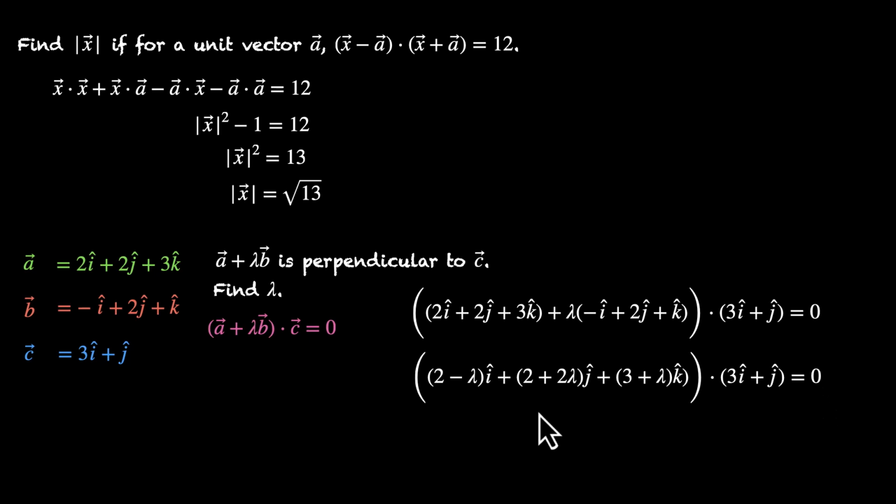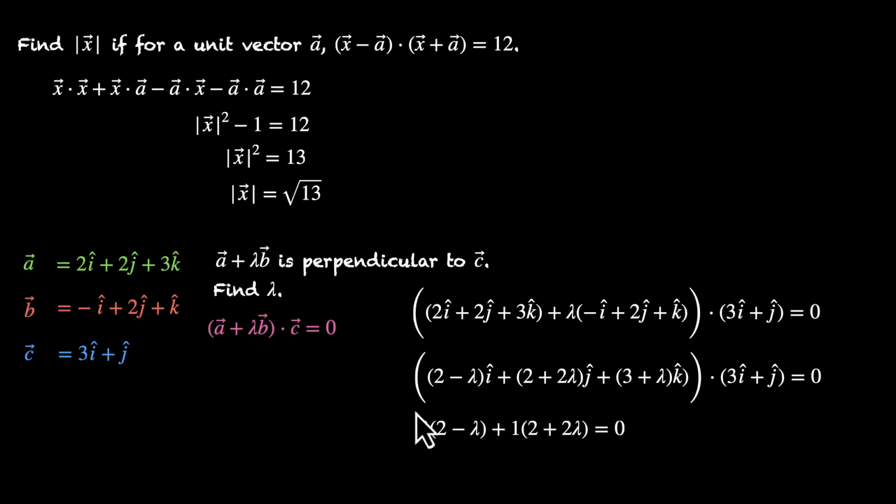Now when we take dot, we'll have to only look at the components. i dot i is 1, everything else is 0. So we'll only look at i dot i, that's (2 minus lambda) times 3. That's 3 times (2 minus lambda). Similarly for j, we have (2 plus 2 lambda) times 1. So that's 1 times (2 plus 2 lambda). And for k, we have (3 plus lambda) times nothing. This is 0 k cap. So this becomes 0. So all of this is equal to this, and that equals 0.